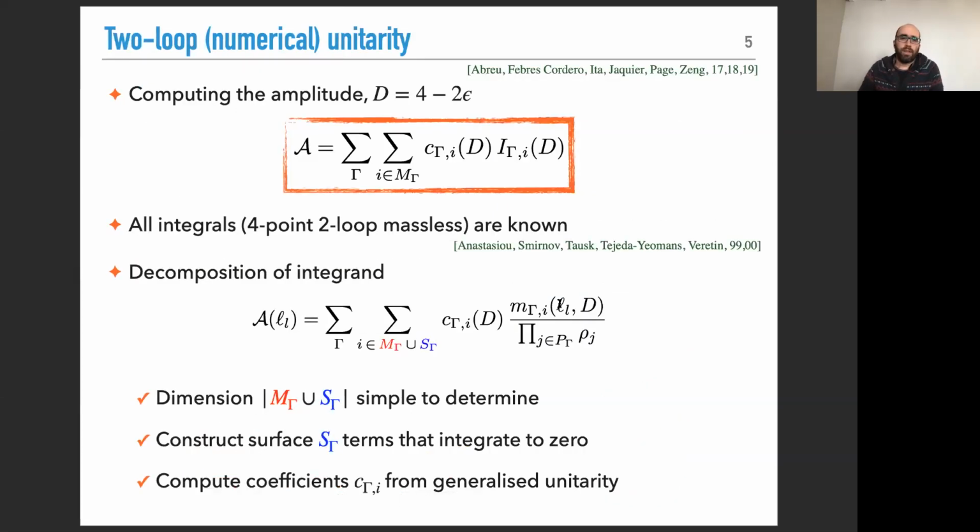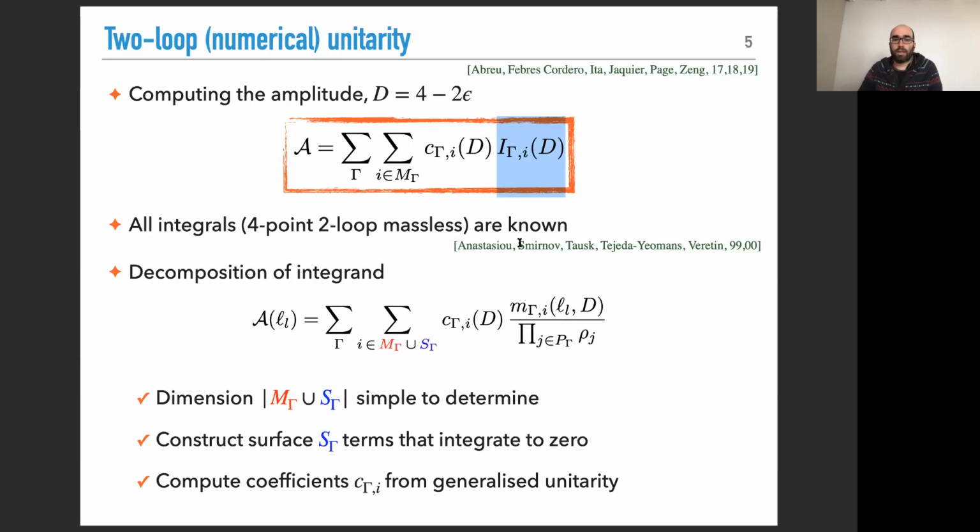Okay, so let me be clear about what we mean by computing an amplitude. By computing an amplitude, we mean we compute it in d dimensions, so d is 4 minus 2 epsilon. And we mean achieving this decomposition of the amplitude, where you have coefficients that are rational functions, essentially, of the variables that they depend on, and some master integrals. So we want to compute this decomposition into master integrals.